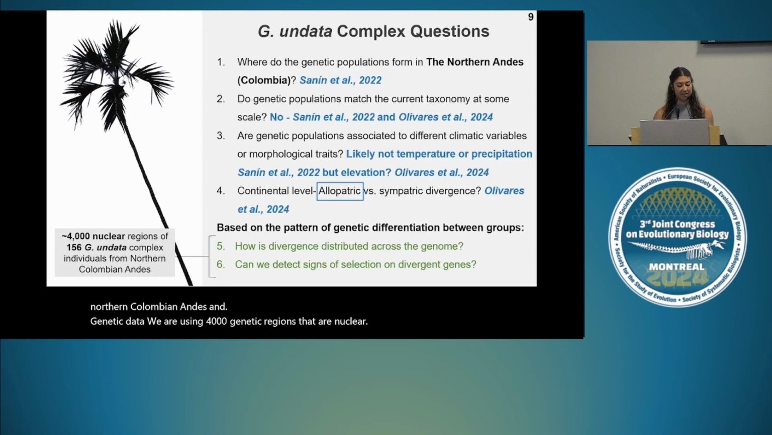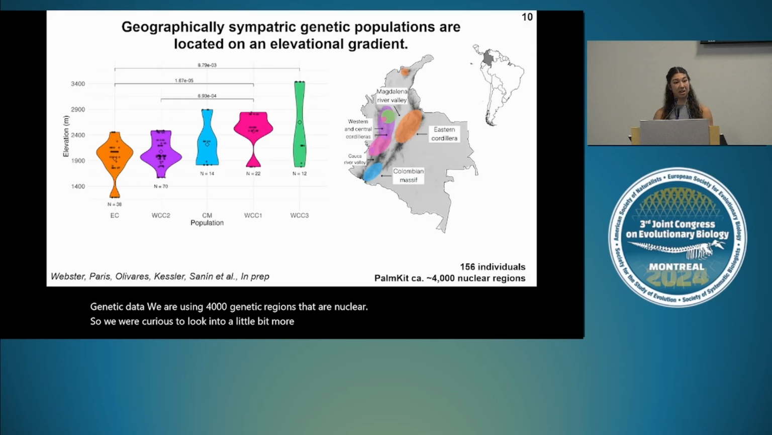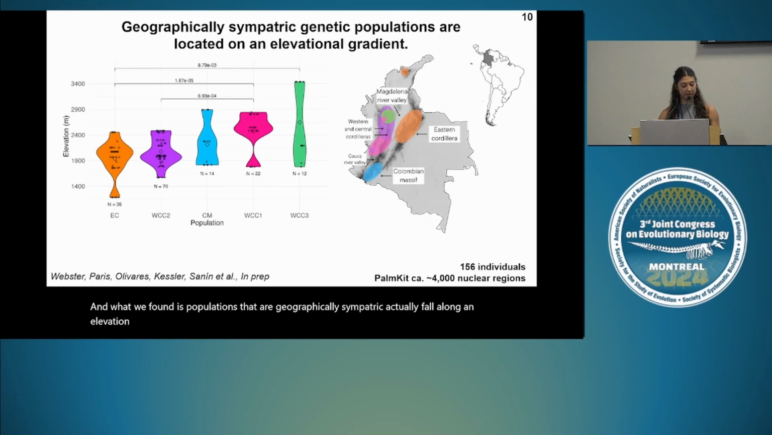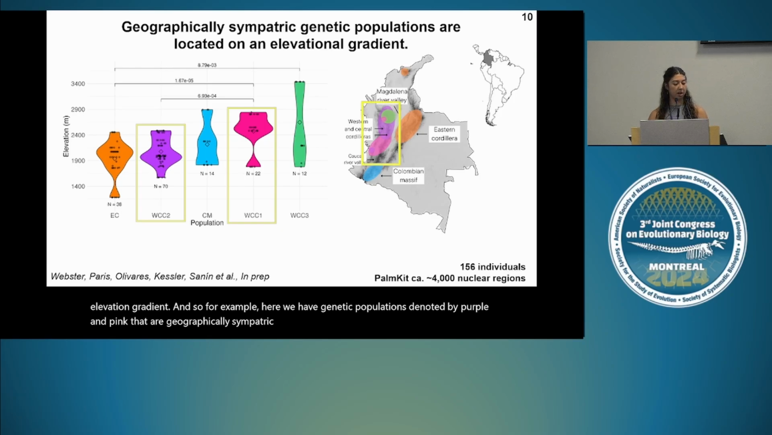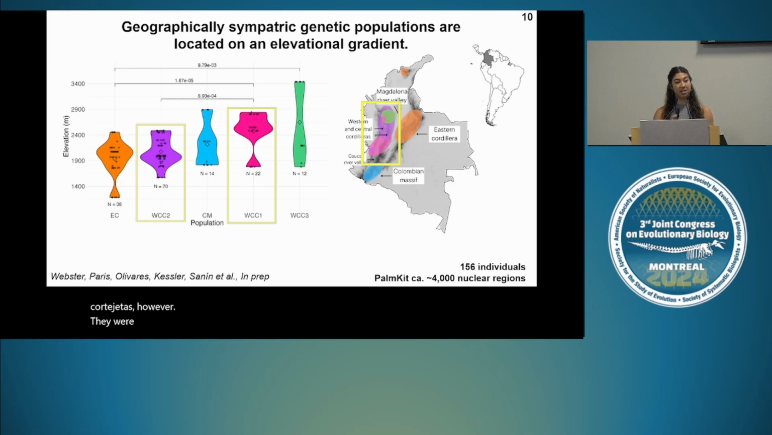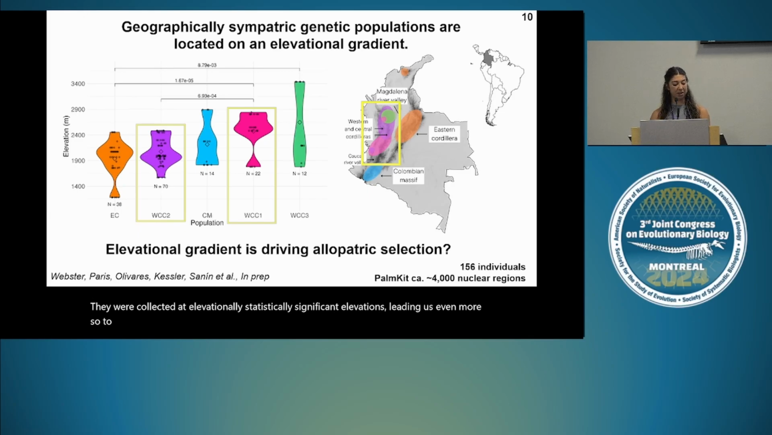So we were curious to look into a little bit more of this elevation role for driving divergence, and what we found is populations that are geographically sympatric actually fall along an elevational gradient. For example, here we have genetic populations denoted by purple and pink that are geographically sympatric, so they both occur in the western and central Cordilleras. However, they were collected at statistically significantly different elevations, leading us even more so to believe that elevation is potentially driving divergence, and we could be seeing signs of allopatric selection here.